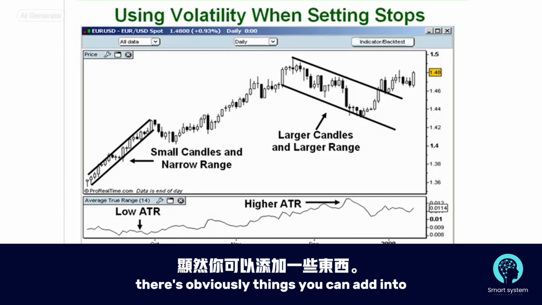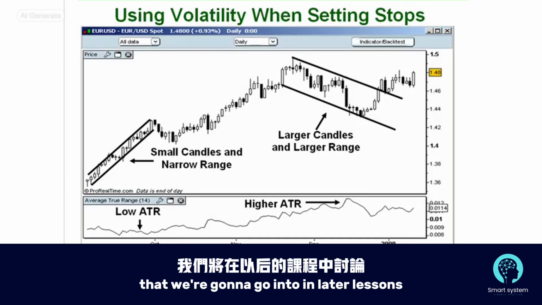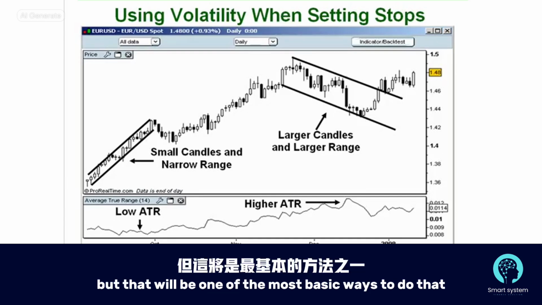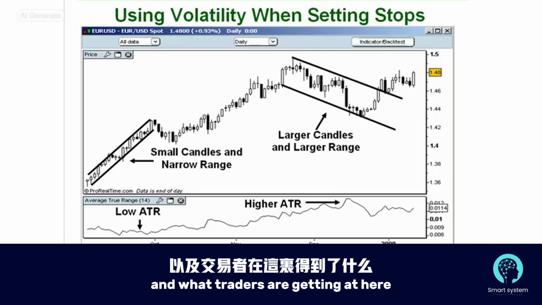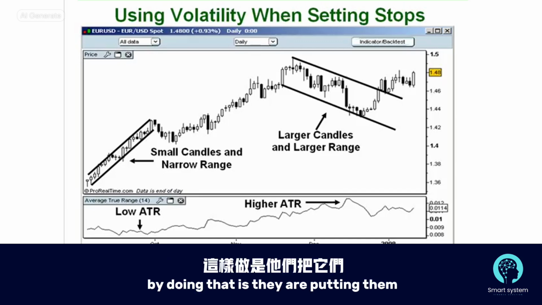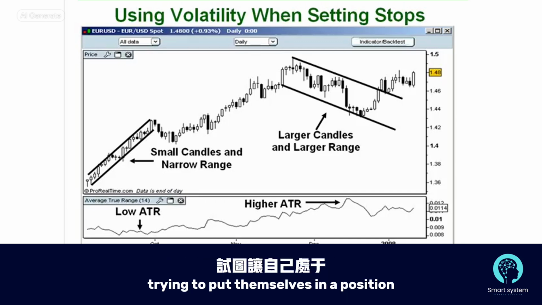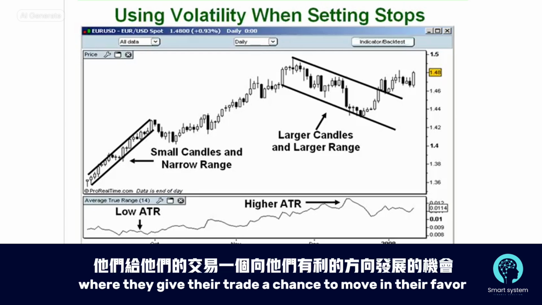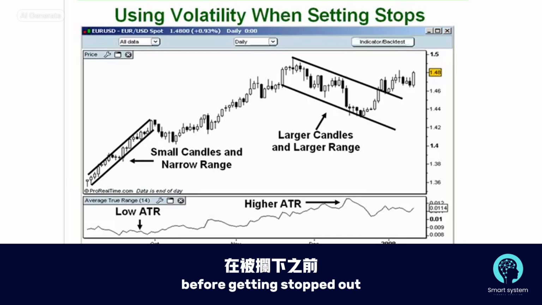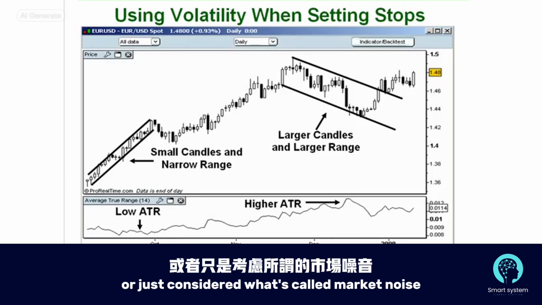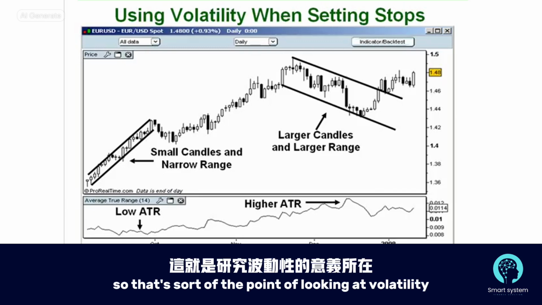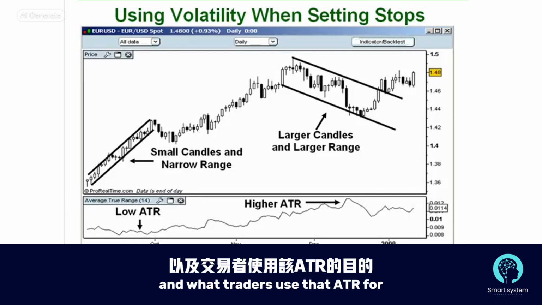There are obviously things you can add into that which we're going to go into in later lessons, but that will be one of the most basic ways to do it. What traders are getting at here is that they are trying to put themselves in a position where they give their trade a chance to move in their favor without getting stopped out by random market movement, or what's called market noise. So that's the point of looking at volatility and what traders use the ATR for.